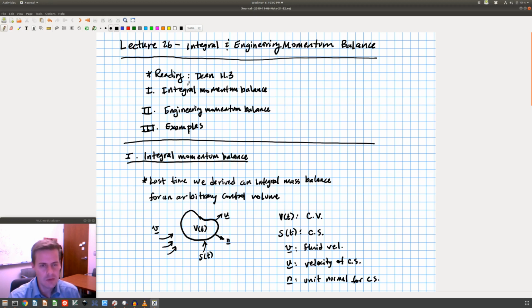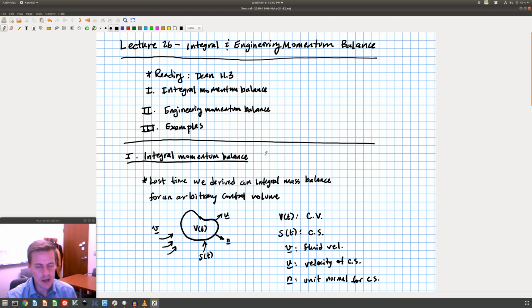Okay. So the reading today goes with Deen chapter 11, section 3. And there are three parts we're going to cover. We'll talk about the integral momentum balance, then we'll talk about the engineering momentum balance, and I'll show some examples of problems like what are on your homework. So let's start with section 1, the integral momentum balance.